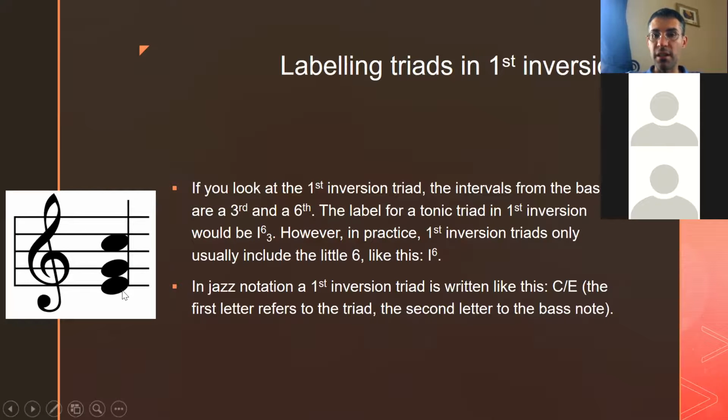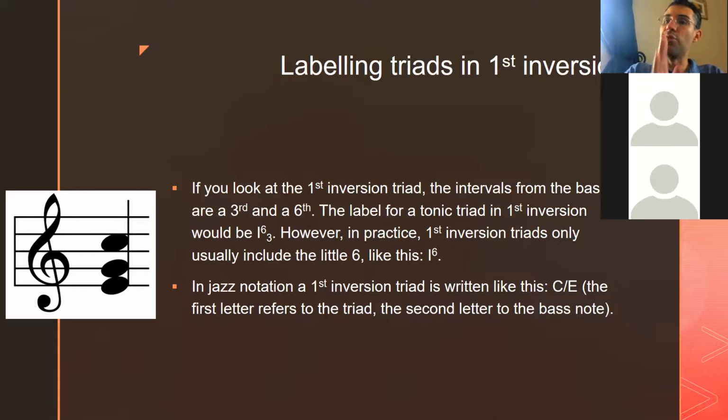In first inversion, when we look at the distances between the notes, from the bottom note to the second note, from E to G is E, F, G. It's also a third. But from the bottom note to the top note, E, F, G, A, B, and C is a sixth. So we sometimes call this 6-3 position. If we were labeling this as chord 1, we would write chord 1, 6, 3. Nowadays, though, we leave out the 3 altogether and we just write 1, 6.